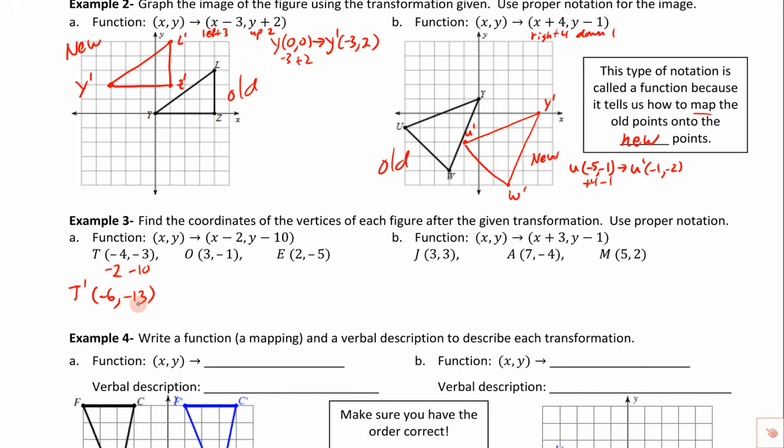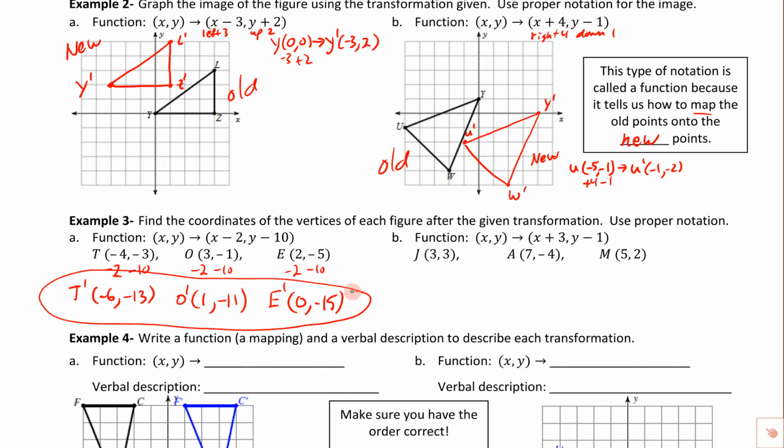And you don't have to graph this or anything. All you need to do is use the right notation. So on every one of these, we're going to subtract 2 from the x, subtract 10 from the y. And that's going to make O prime 1 comma negative 11. That's going to make E prime, let's see, 2 minus 2 is 0. And then let's see, that's negative 15 right there. Okay, so we've got each one of those new points right there. That would be the answer to the problem.